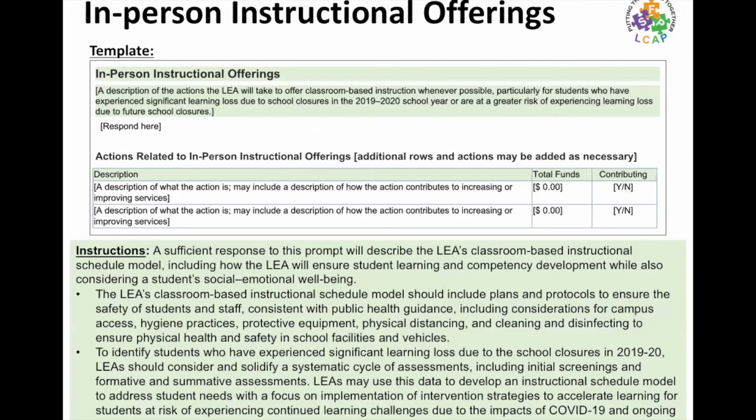And now moving on, Evan will explain in-person instructional offerings. Thanks, Adrienne. Good morning, everyone. On this first slide, you'll see the single prompt from the template for in-person instructional offerings, as well as the table for entering specific actions, the allocated funding for these actions, and a cell to indicate whether this action is contributing to increased and improved services for unduplicated pupils. So that's from the template.